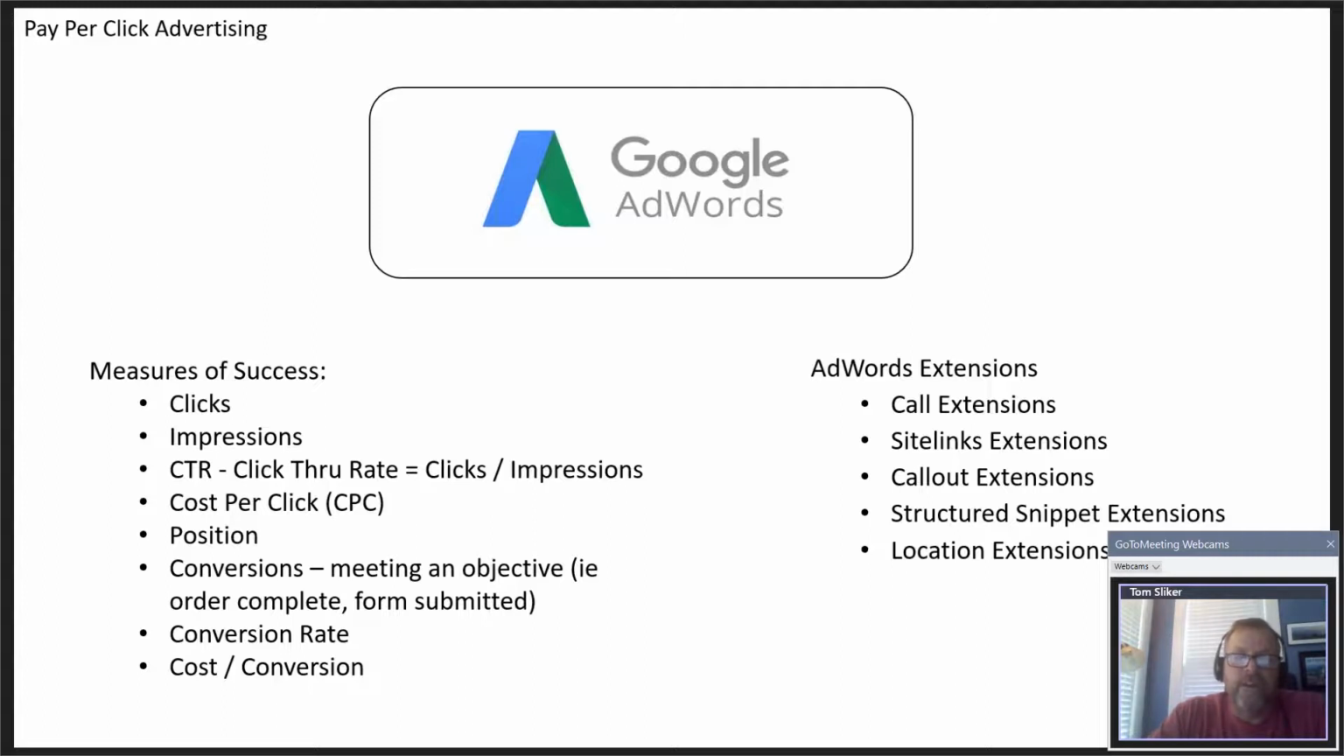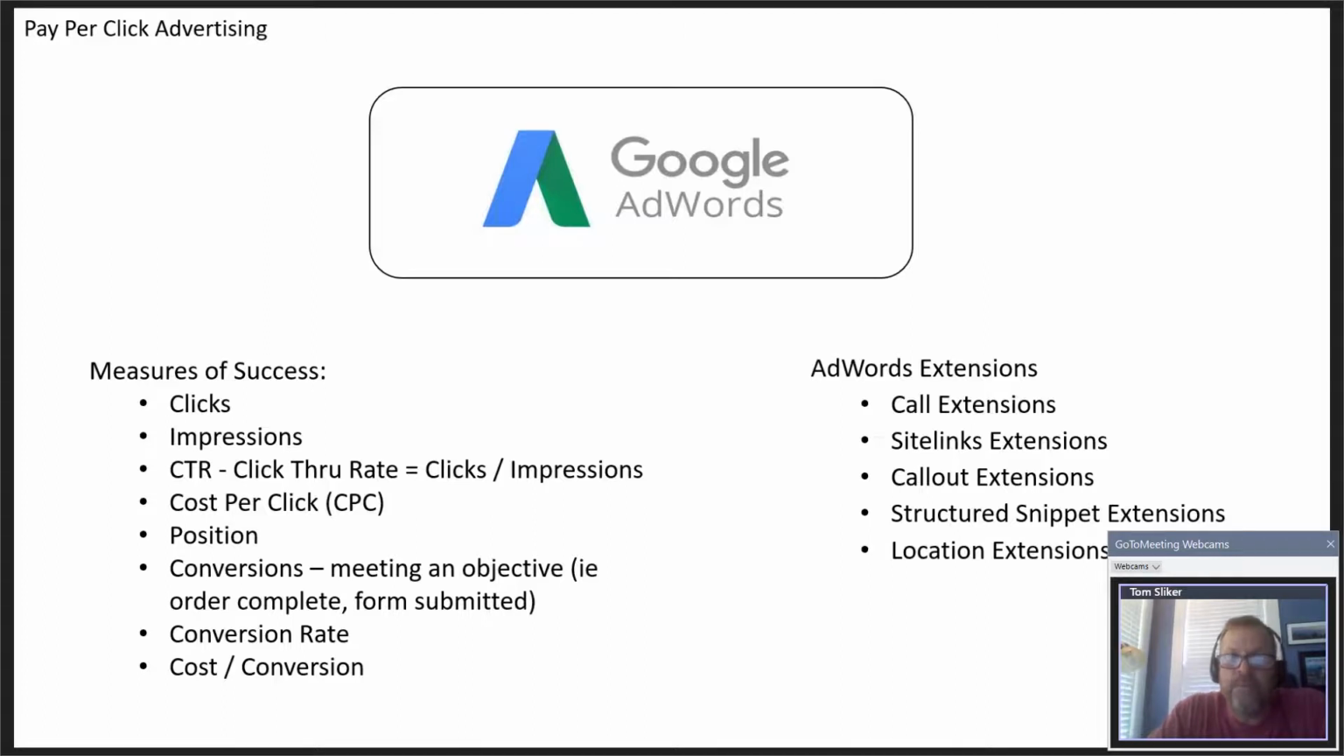Conversions. We define a conversion as something that meets a particular objective, right? That could be a completed order on your e-commerce site. That could be submitting a form or clicking on a link, whatever you set up to be your conversion objectives. And then we have conversion rate. Again, out of those 100 people that see your ad, or out of those 100 people that click, what percentage are becoming customers or filling out forms or whatever it is that you're specifically looking for.